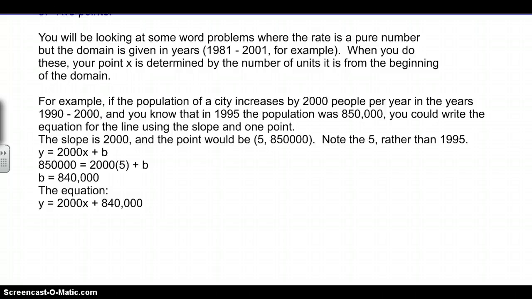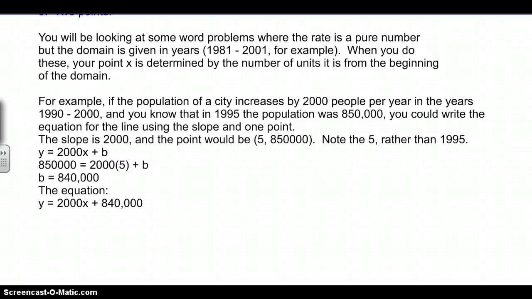The point is 5, 850,000, because in 1995, it's 5 years from the beginning of the domain. So you always count the number of years, the number of minutes, the number of hours from the beginning of the domain if the function only holds for a specific domain like that. You cannot use 1995 for the x value here. You have to use 5. So note the 5 rather than the 1995.